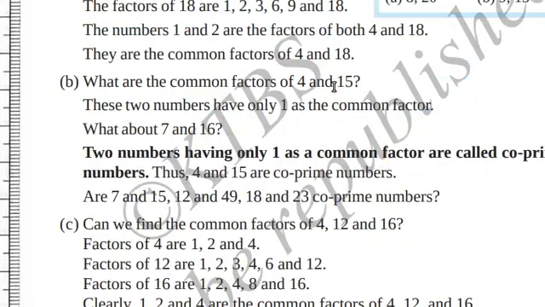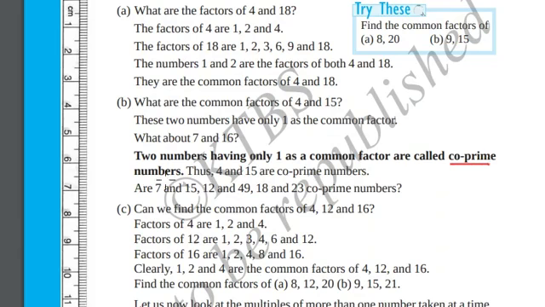What are the common factors of 4 and 15? These two numbers have only 1 as a common factor. When you find out the factors of 4 and 15 individually, you will see that there is no other common factor other than 1. Two numbers having only 1 as a common factor are called co-prime numbers. We can say 4 and 15 are co-prime numbers.